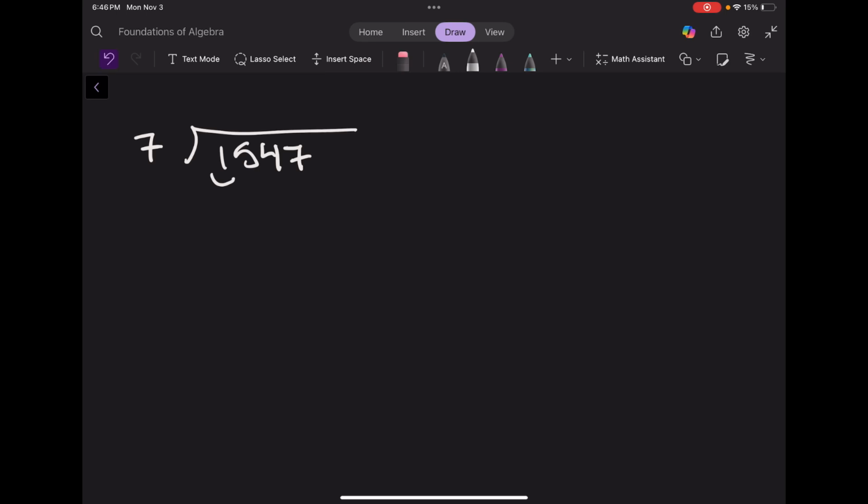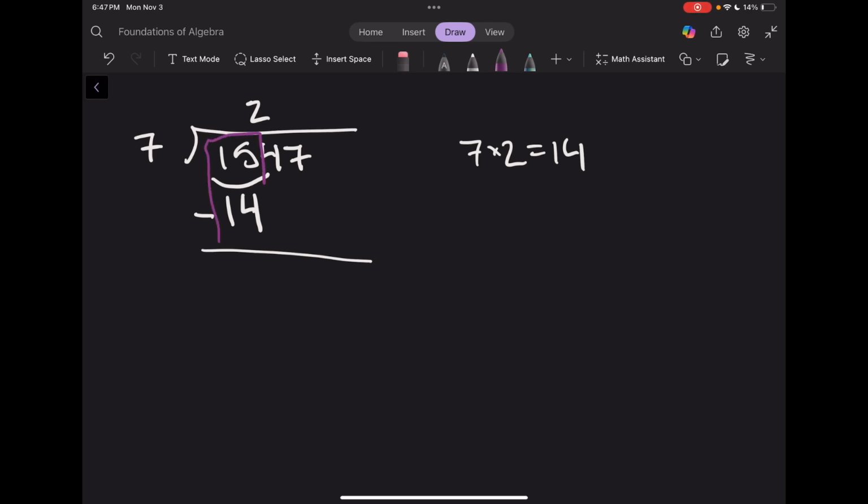It can't. Can 7 go into 15? It can go into 15 2 times. And 7 times 2 is 14. So we're going to subtract 14 here. And 15, but it's only asking this part right here. 15 minus 14 is 1. And then we bring these down.